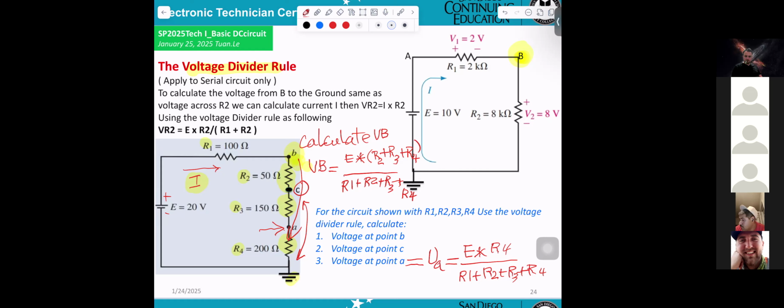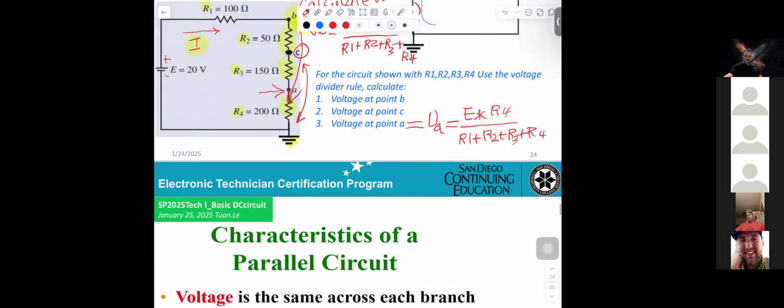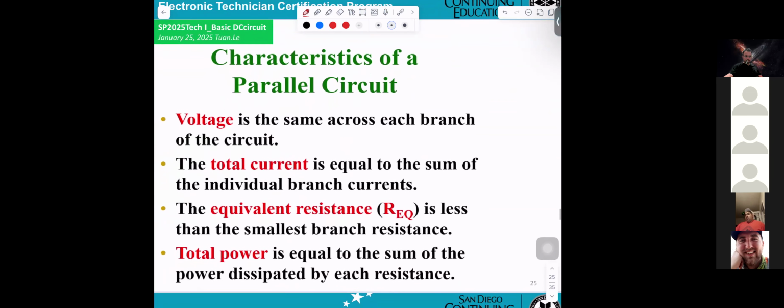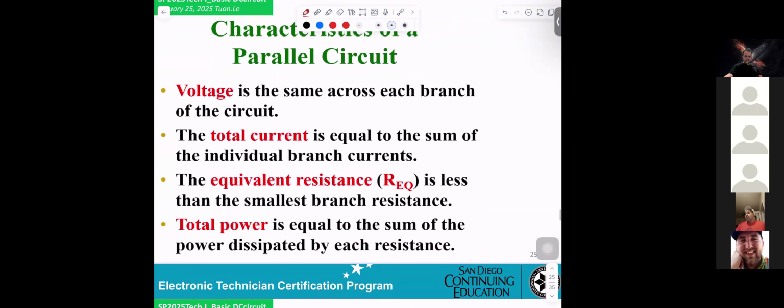If you're not using the voltage divider, then you have to calculate the total resistance, calculate the current, and from point A to ground, you multiply the current by R4. Okay, quickly go to that one.